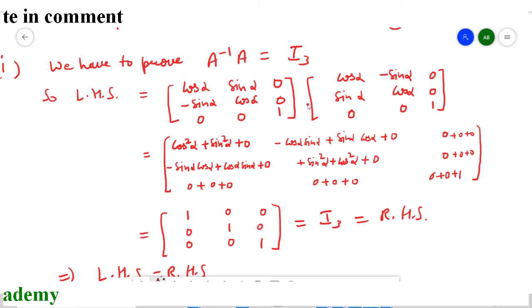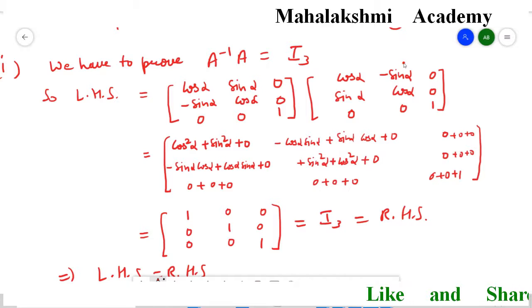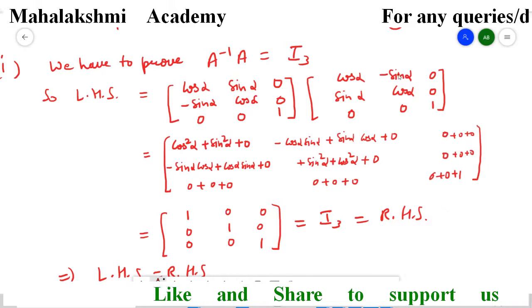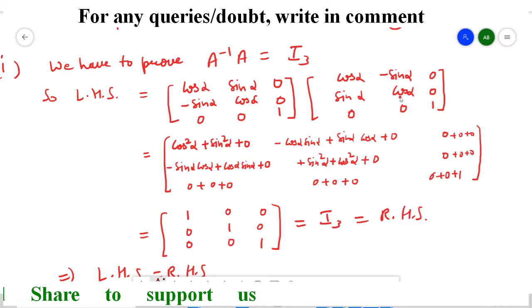Sine will multiply by sine, so sine square, and then 0 multiplied by 0 is 0. Now first row multiplied by the second column. So first row cos alpha and sine alpha. So cos alpha, sine alpha with minus sign, then sine alpha, and here cos alpha.